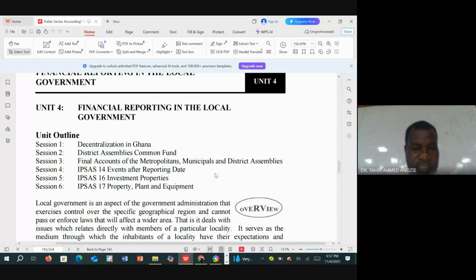So we'll talk about the investment property, and this also has an equivalent standard in IFRS, which is IAS 40, investment property, and the requirements in that particular standard are the same thing that we have here. Then we have IPSAS 17, property, plant, and equipment. And remember that we have IAS 16, which is also about property, plant, and equipment. So some of these standards, you know of them already. So once you know of them, we'll not waste much time there.